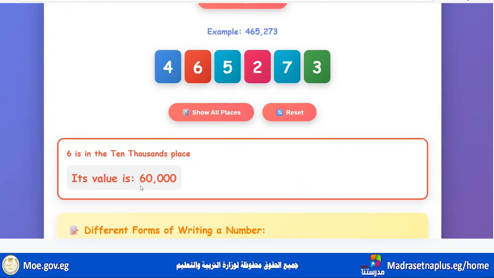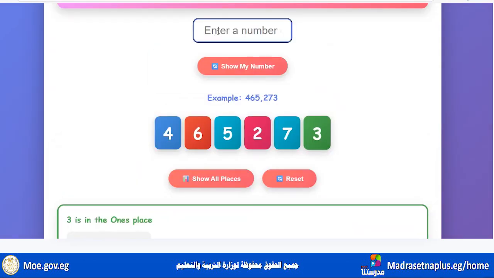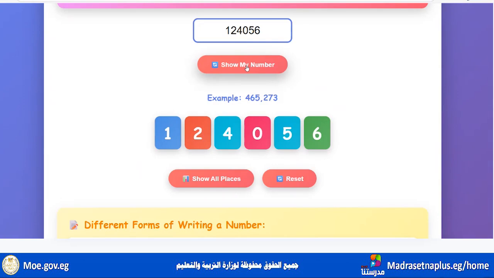Its value is 60,000. What about 5? 5 is in the thousands place. Its value is 5,000. 2 is in the hundreds place, 200. 7 is in the tens place, 70. 3 is in the ones place, 3. Okay, let's write this number.